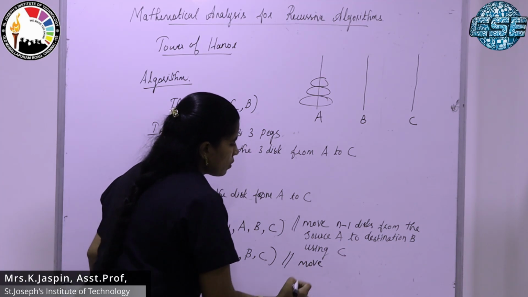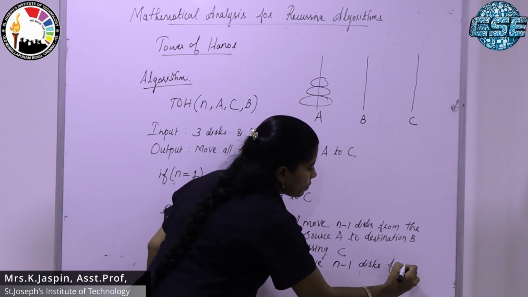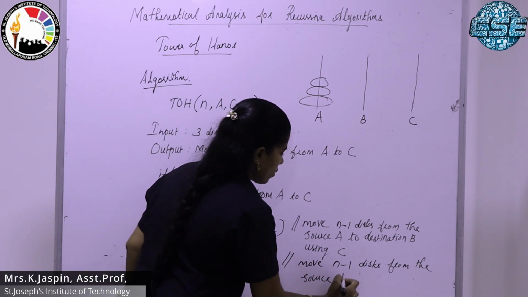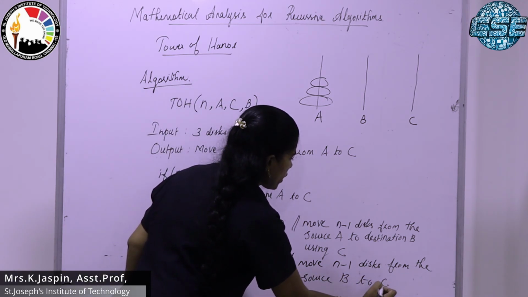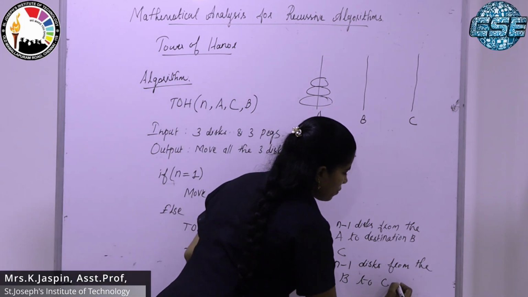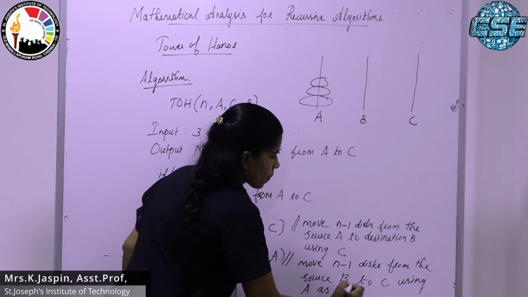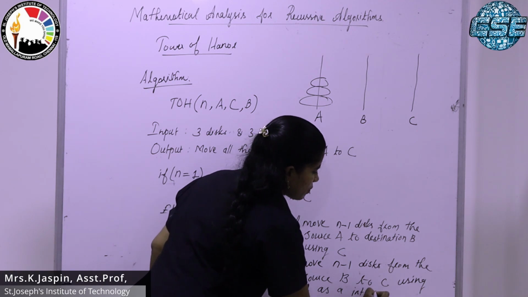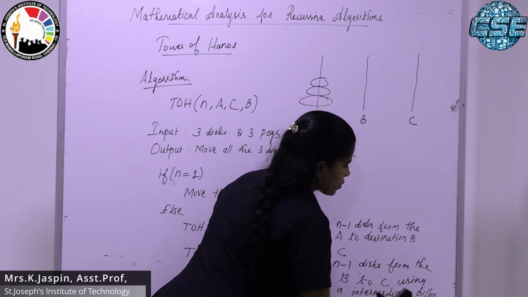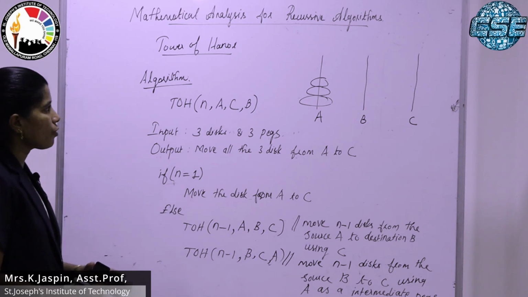So as per this call, we are moving n minus 1 disks from the source B to C by using A as an intermediate pillar. So this is the algorithm for Tower of Hanoi.